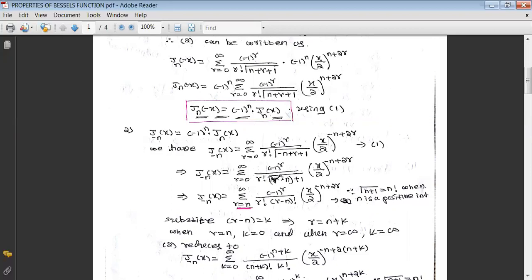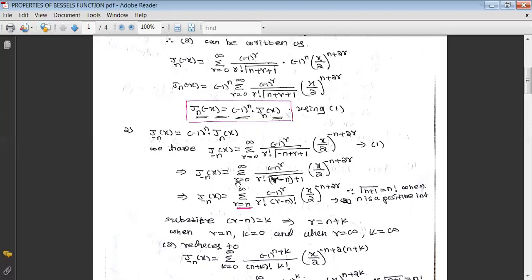And we can make use of this particular property here: gamma of r minus n plus 1 can be written as r minus n factorial. The rest of the things are kept as they are, and let us call this equation 2. Here you have to note down the limits carefully for r.